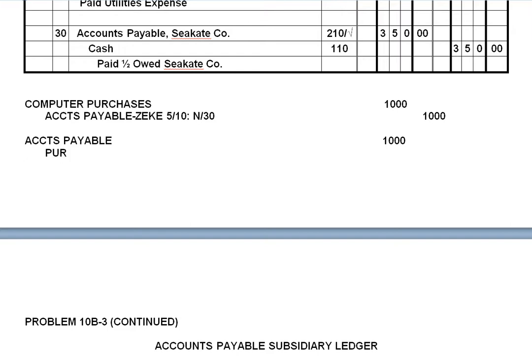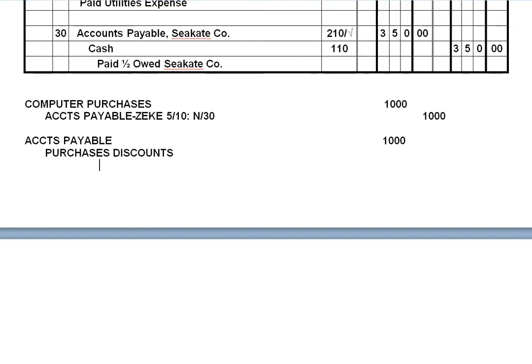So I'll just abbreviate it: purchases discounts, D-I-S-C-O-U-N-T-S. Okay, and we come over, and that's a credit item. The thing is formatted, damn it. Okay, we credit purchases discounts for $50, and that would be 5% of 1,000.